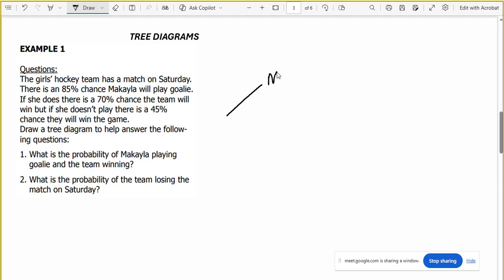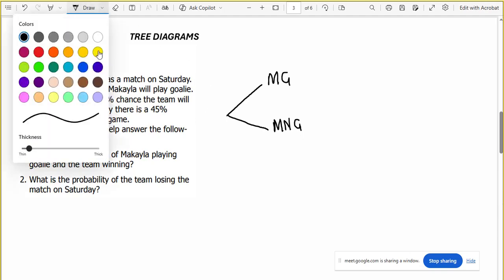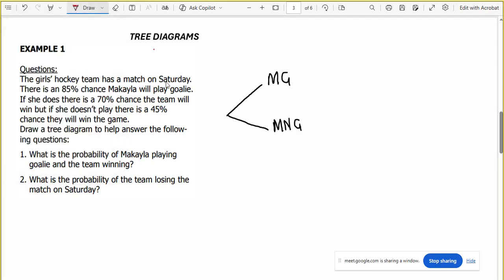Yes. Like Michaela playing goalie, or the other one will be Michaela not playing goalie. And for not playing goalie, you understand? Yes. Okay, 100%. Before we go far, let's write the probabilities down. Look at this. There is 85% chance Michaela will play goalie. So the probability is 0.85. Don't say 85, divide that by 100, okay?